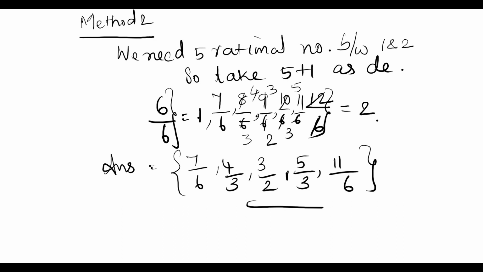You can cancel these values, simplify, and write the rational numbers. So the rational number set contains 7 by 6, 4 by 3, 3 by 2, 5 by 3 and 11 by 6. This is another method.